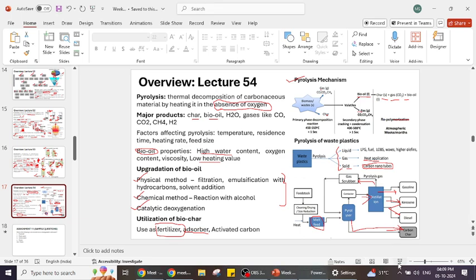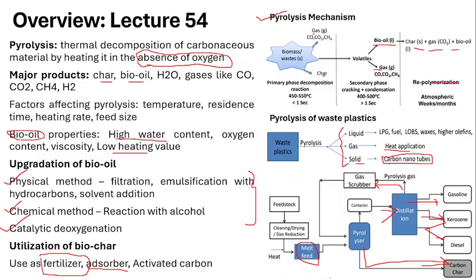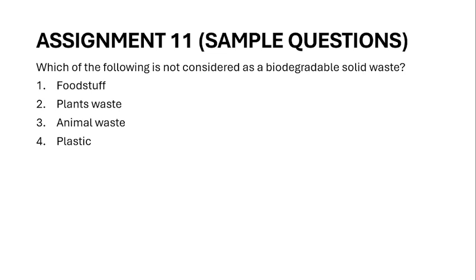We will move on to the assignment 11 sample questions. So the first question is, which of the following is not considered as biodegradable solid waste? So we know that biodegradable waste is rich in organic content, right? So foodstuff, plant waste, animal waste, plastic. So it is very easy. The right answer is plastic. We know that food waste, plant waste, animal waste, all these things contain the organic fraction in them. So they are biodegradable. And plastic is the non-biodegradable waste material.